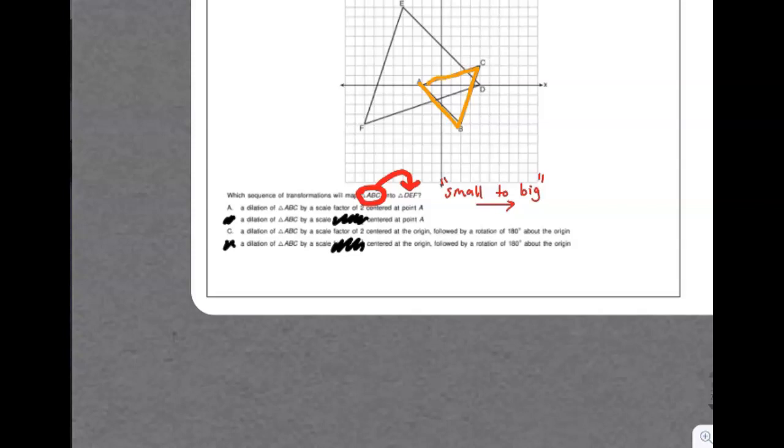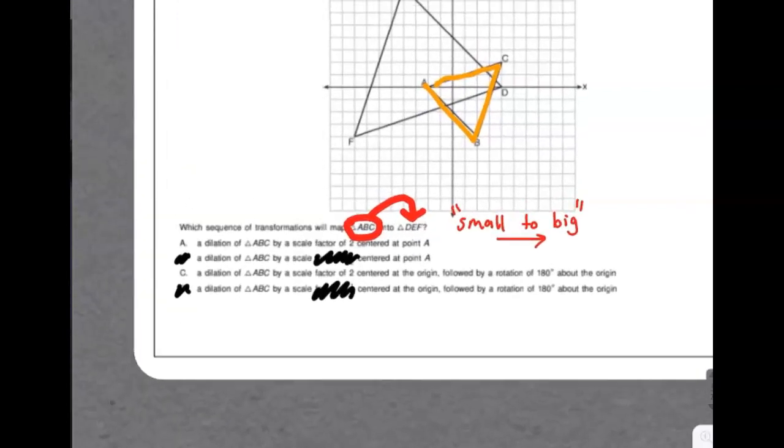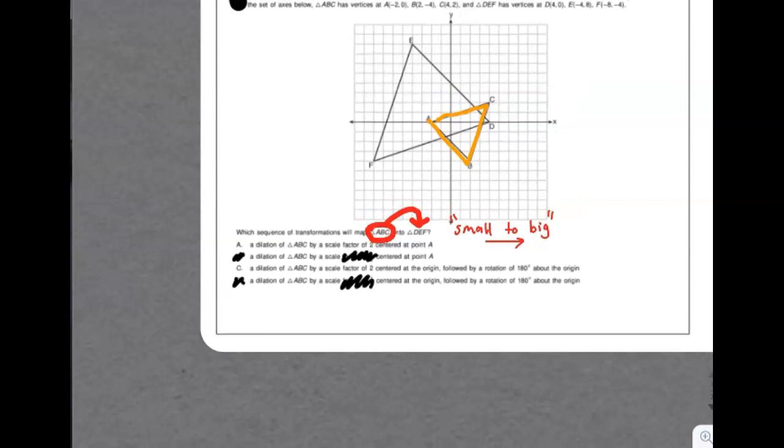So A or C. A dilation centered at point A of a scale factor of 2. If we just dilate this, that's not going to be enough, right? I also have to rotate it. So you can tell that it needs something other than just a dilation. So now it has to be choice C.